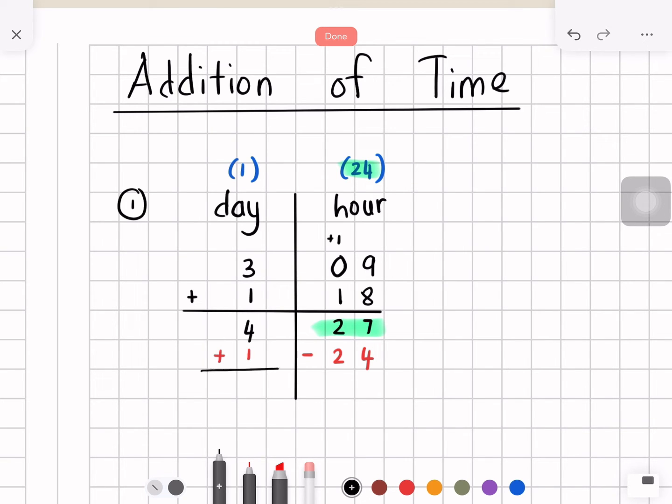We minus 24 this side and add 1 in day. Okay, and now we have to calculate again. 7 minus 4, it will be 3. 2 minus 2, 0. And this side will be 4 plus 1 is going to be 5. And the final answer will be 5 days and 3 hours.